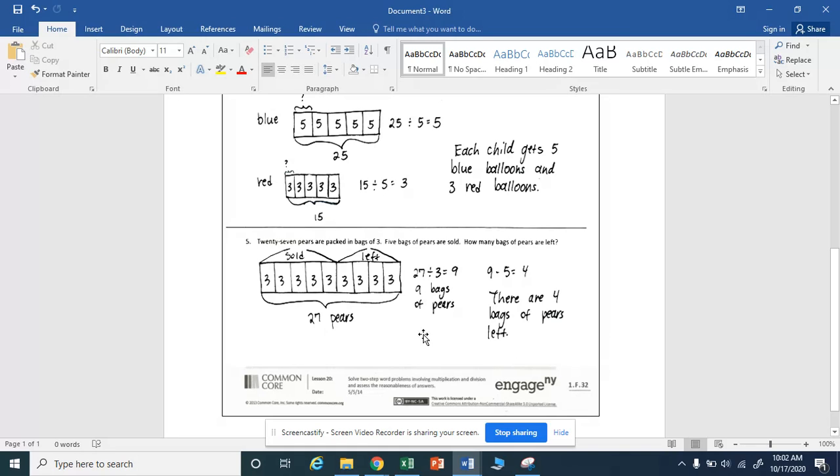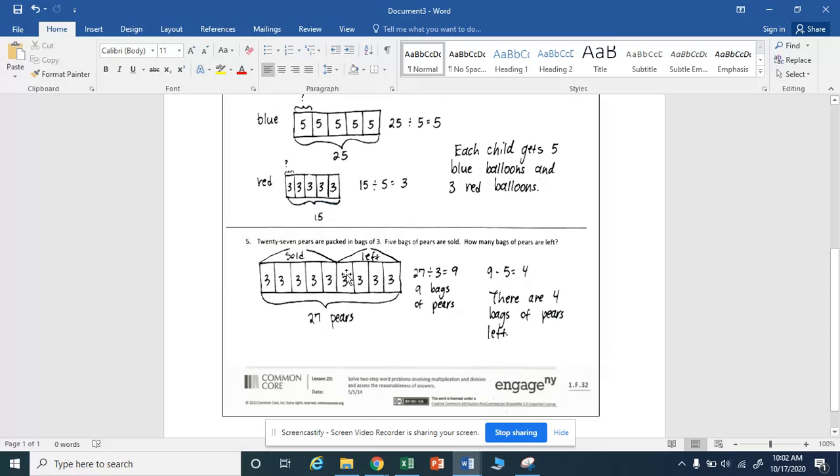27 pears are packed in bags of 3. 5 bags of pears are sold. How many bags of pears are left? Boys and girls, really it's all about reading, drawing, and writing. And if you just draw out what it's asking you, it becomes simpler for you.